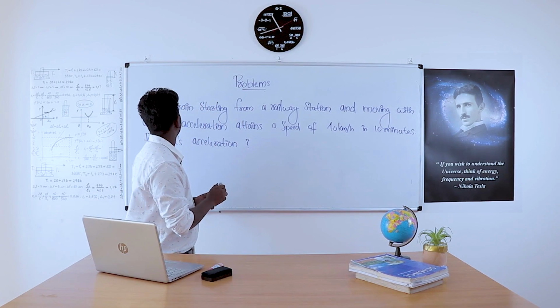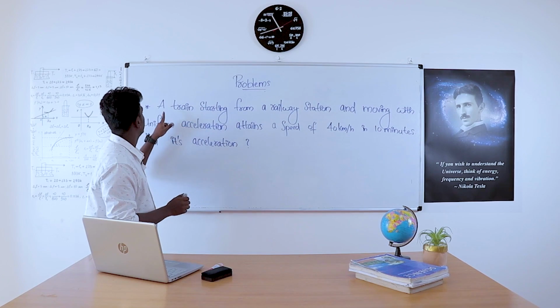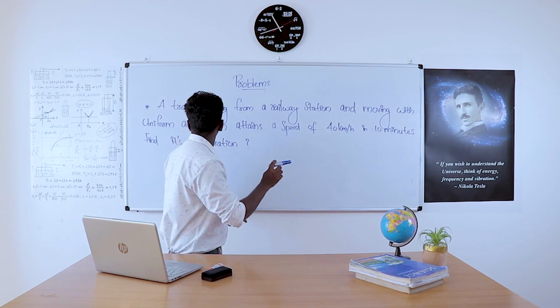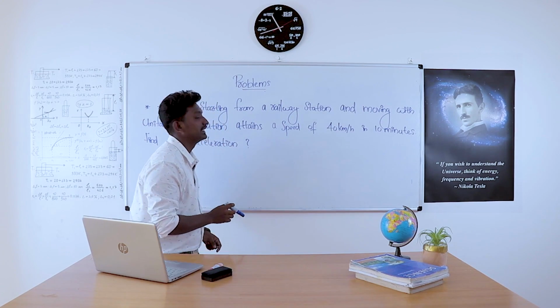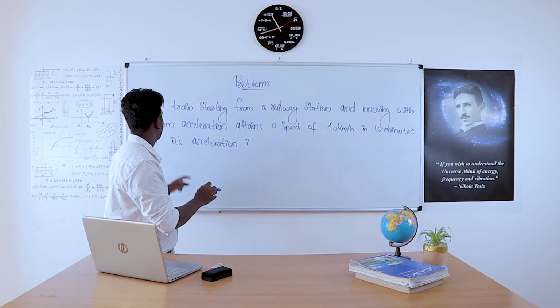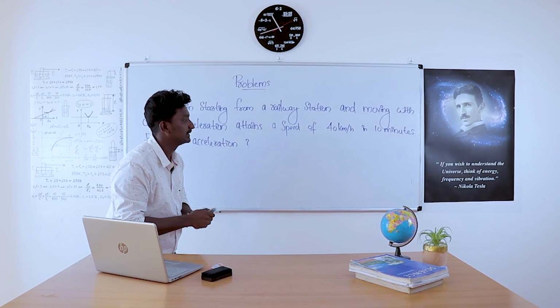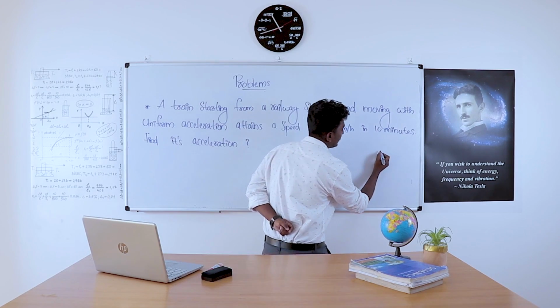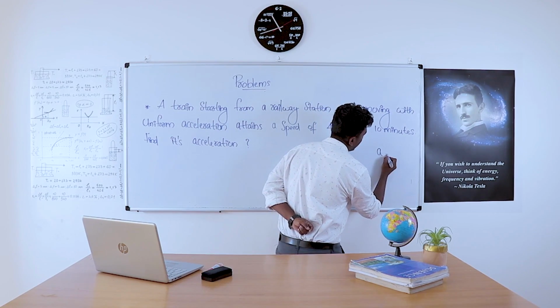Now look at this problem. A train starting from a railway station and moving with a uniform acceleration attains a speed of 40 km per hour in 10 minutes. Find its acceleration. From this problem, it is clear that the term we have to find is acceleration.